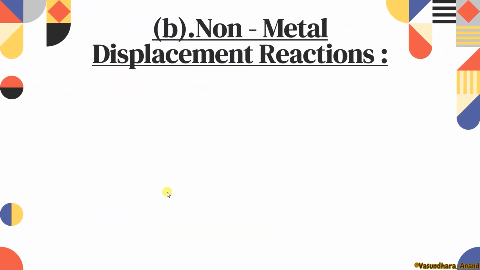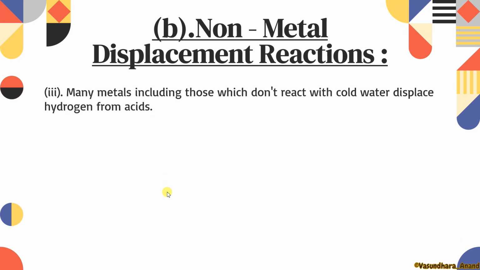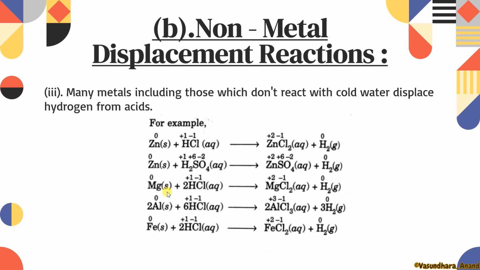Now moving ahead in the same topic, that is non-metal displacement reaction. Many metals, including those which do not react with cold water, displace hydrogen from acid. If they do not react with cold water, they displace the hydrogen from the acid. Examples are Zn plus HCl giving ZnCl2 plus H2. Similarly, we can see this with H2SO4, magnesium with HCl, aluminum with HCl, and Fe with HCl. Check the oxidation number. You will see that the metal is undergoing oxidation, while the non-metal is undergoing reduction. That means H+ is undergoing reduction.